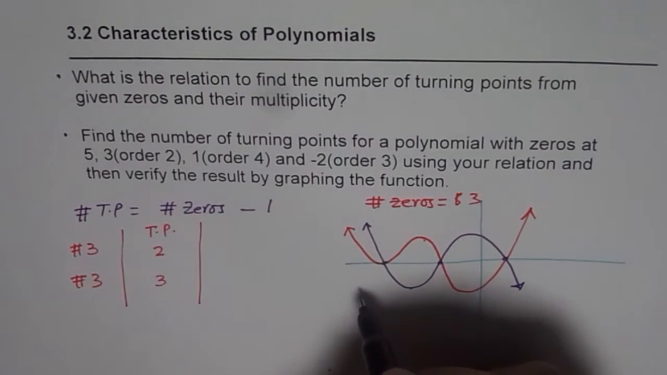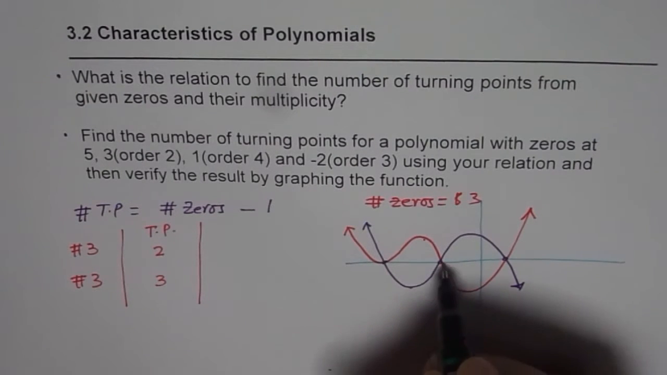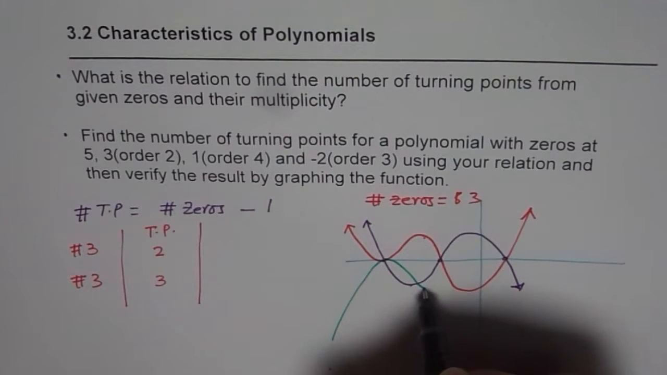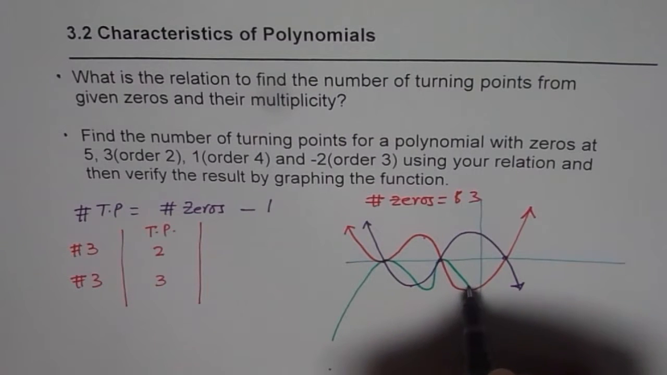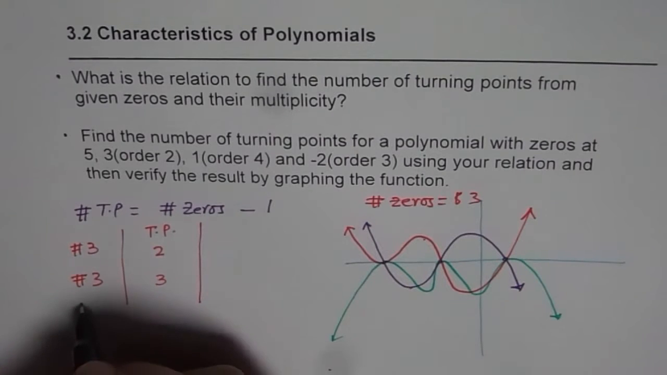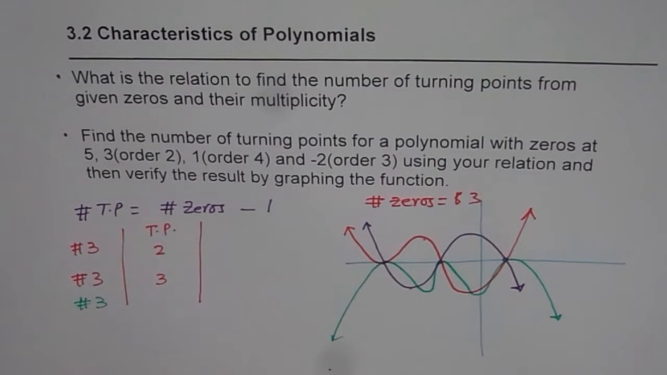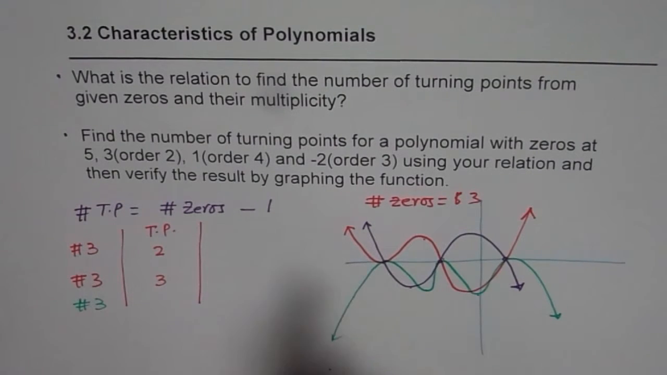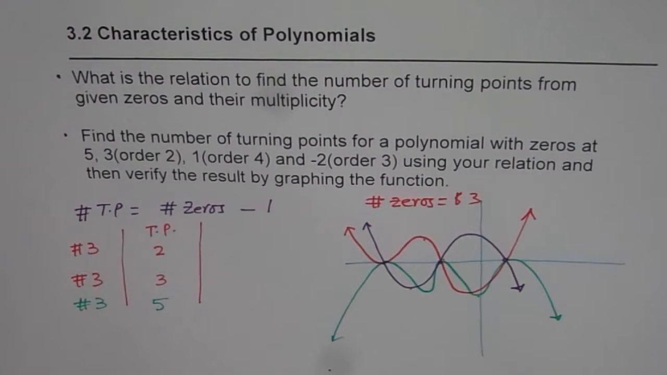Now let's say we have a polynomial like this. With the 3 zeros given to us, it turns, bounces back, and then turns again. Okay, fine. And then turns again. And there you are. So this time, again, the number of zeros is 3, but turning points are 1, 2, 3, 4, and 5. So what you see here is that with 3 zeros, we could have 2 turning points, 3 turning points, even 5 turning points.